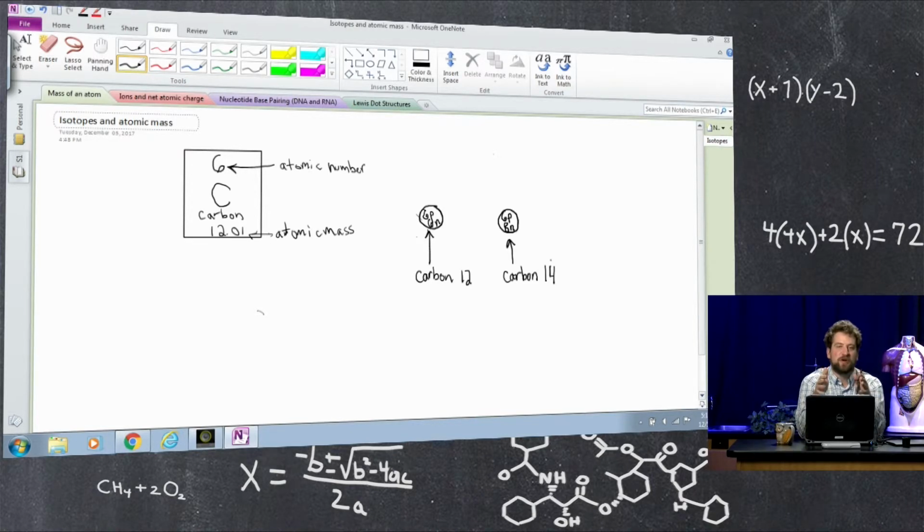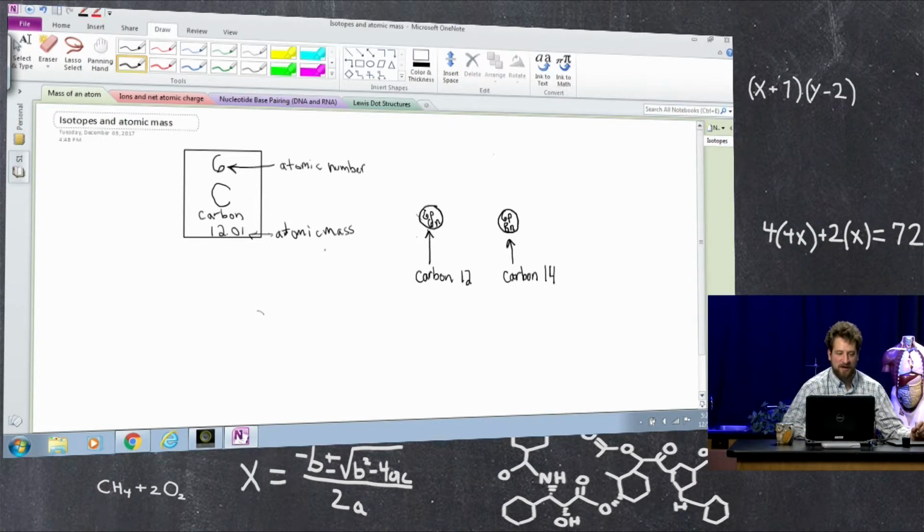Okay, now the vast majority of carbon that exists in the world is actually carbon 12. But there are some examples of carbon 13, which is going to be carbon with 7 neutrons, and carbon 14, which is going to be carbon with 8 neutrons. And those small amounts of carbon that we've measured in the world, when we average the weight of all the carbon atoms in the world, the average that we get is 12.01.